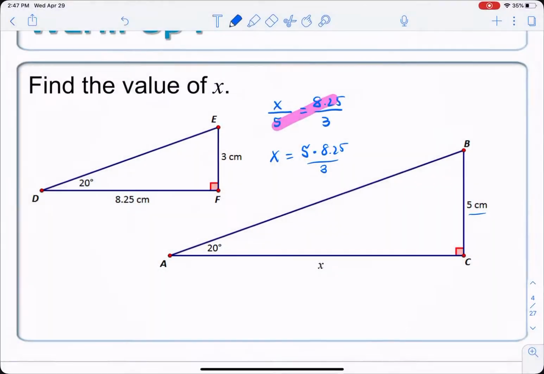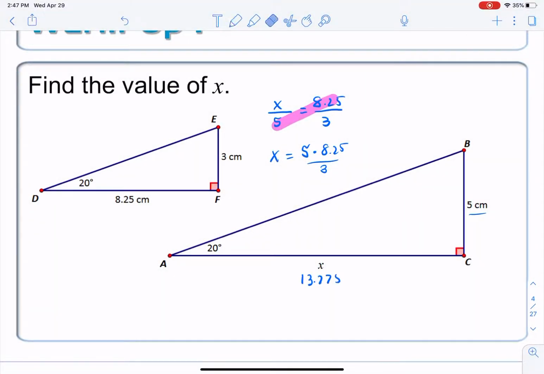Let's see, does that make sense that this piece down here is 13.75? Yeah, but here's the thing, though. What are the chances that you're going to have another right triangle that's similar to the one that you have with all the pieces already measured for you? It seems kind of unlikely.